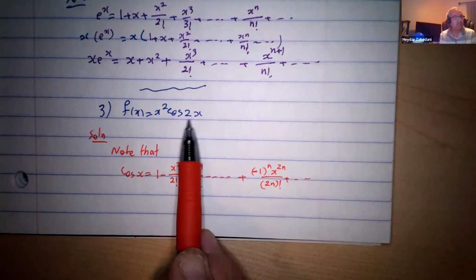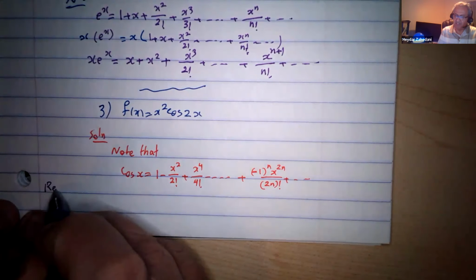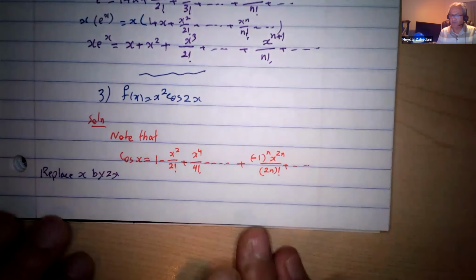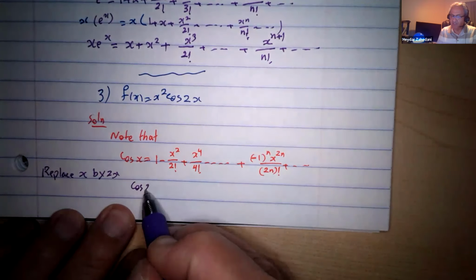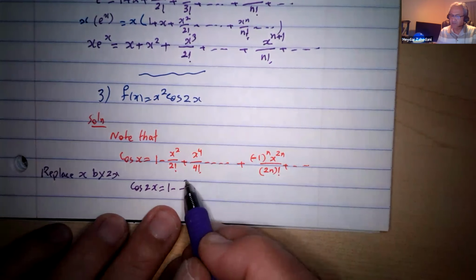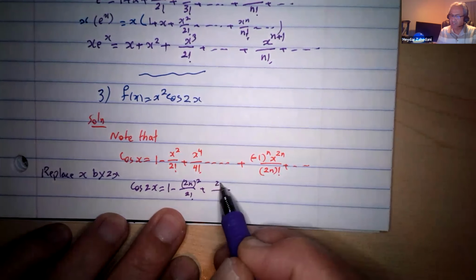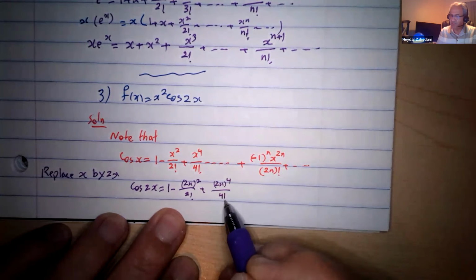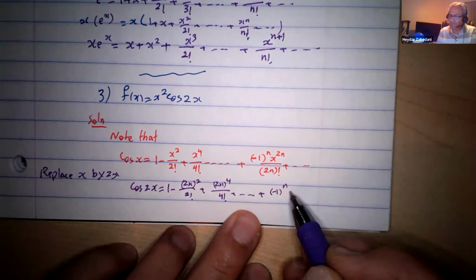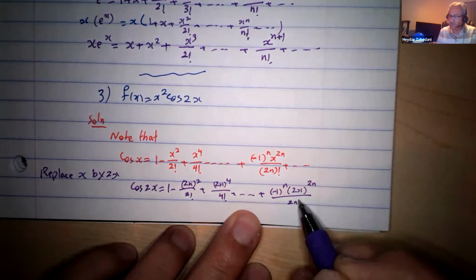But you need cosine of 2x. So replace x by 2x. What do you have now? Cosine of 2x is equal to 1 minus (2x) squared over 2 factorial, plus (2x) to the 4th over 4 factorial. You better focus on the general term: negative 1 to the n, (2x) to the 2n over 2n factorial.